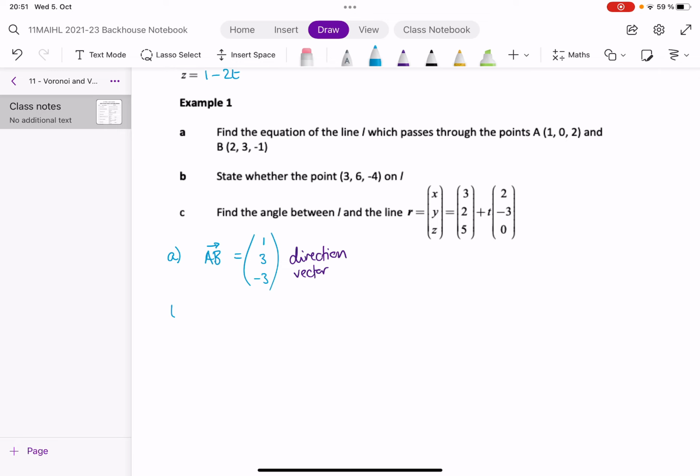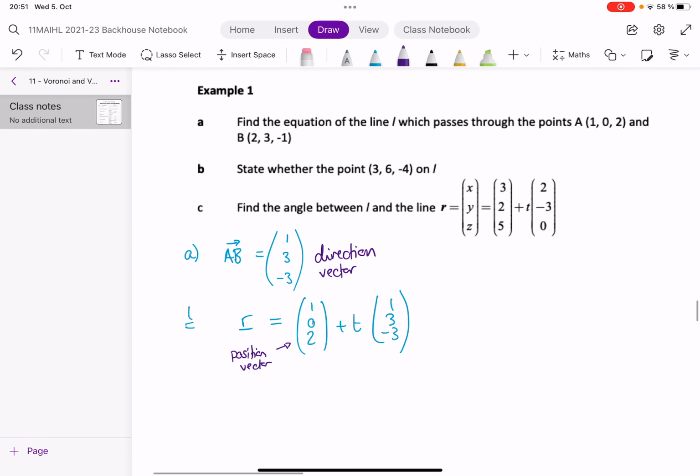Okay, so for line L, I'm going to say R equals, I'm going to use point A, 1, 0, 2, plus T, 1, 3, -3. Okay, so this is my position vector. But it's fine if you used B as the position vector, it's fine if you used BA as the direction vector.